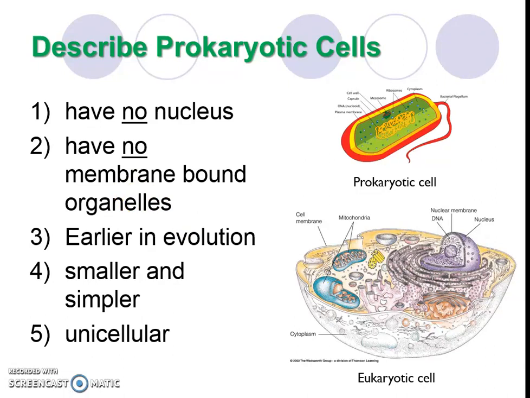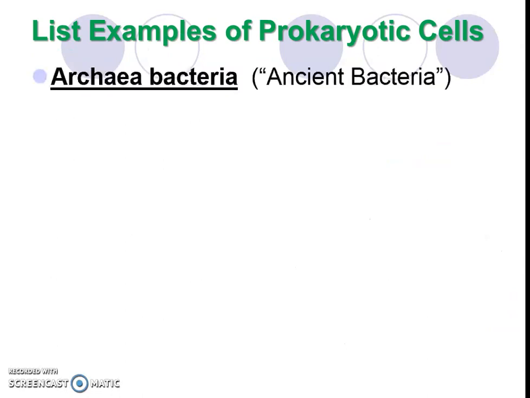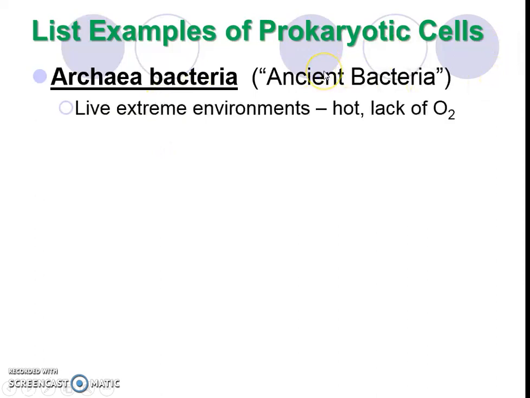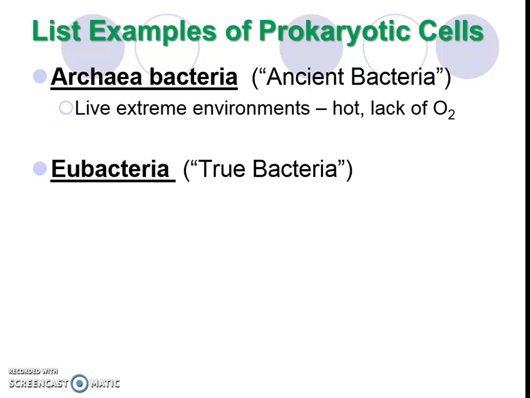Now let's learn some examples of prokaryotic cells. One type is archaebacteria. Archae meaning ancient, meaning it's old. And not only is it old, they love the extreme. So old and extreme, meaning they like to live in places without any oxygen or that are super hot, such as hot springs. And sometimes they can even survive on space shuttles in space.